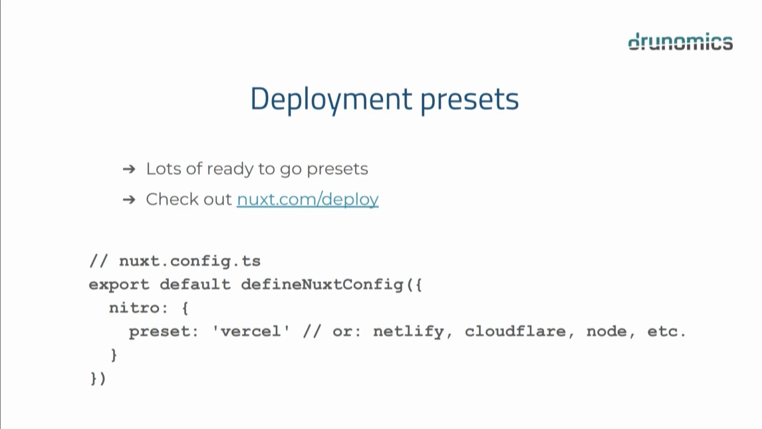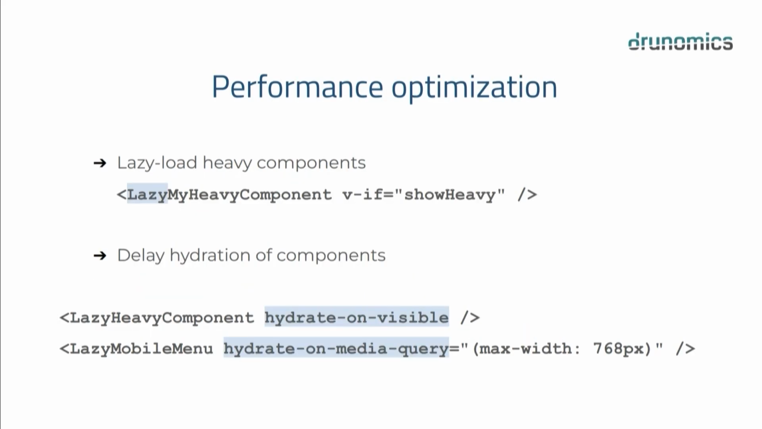For that deployment, Nuxt has deployment presets, so basically you can just configure your type of deployment, and that then usually just works out of the box. There are a lot of available deployment presets for the different deployment solutions, so you can check that out at nuxt.com/deploy. For performance optimizations, I mentioned already, there's also the possibility to lazy load heavy components. You can do that by just having the lazy prefix when you use a component. Then when it's used conditionally, Nuxt will make sure that if it's not used, it's not loaded, and only if it gets used, then it gets loaded.